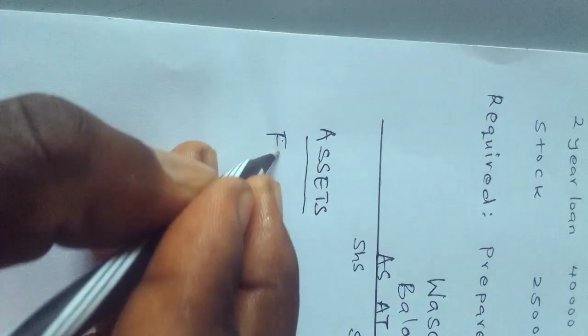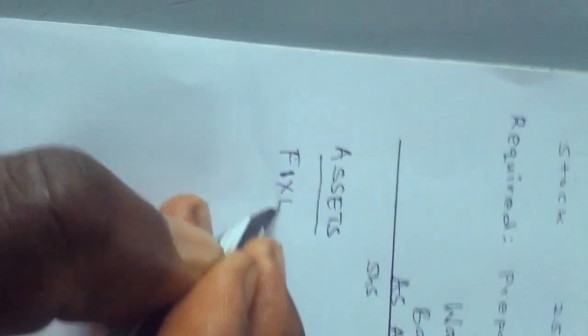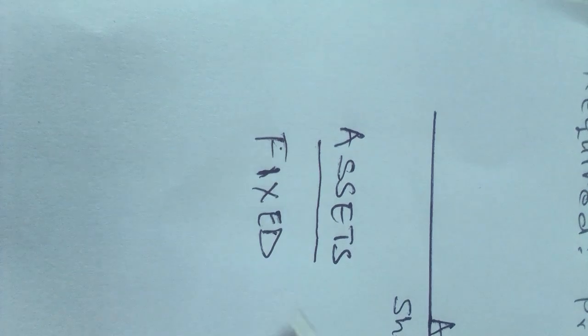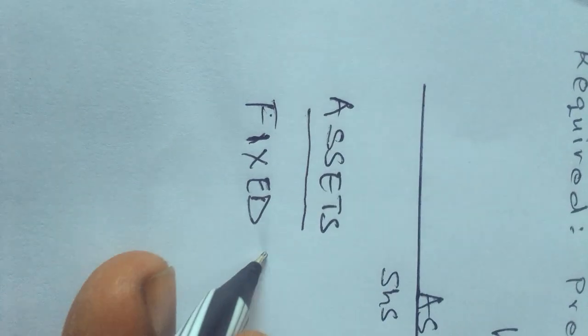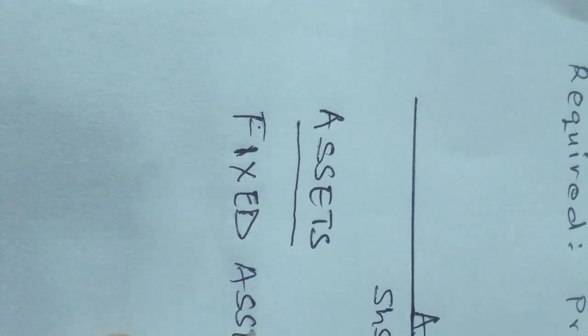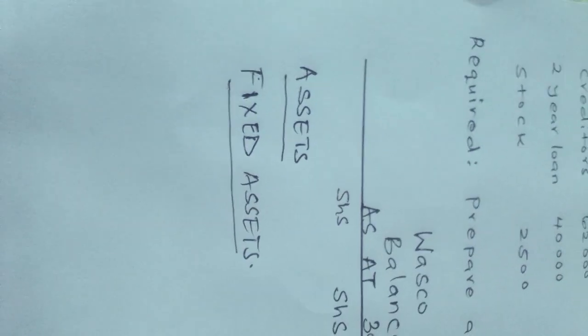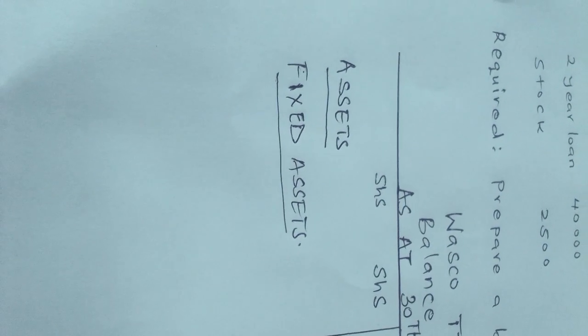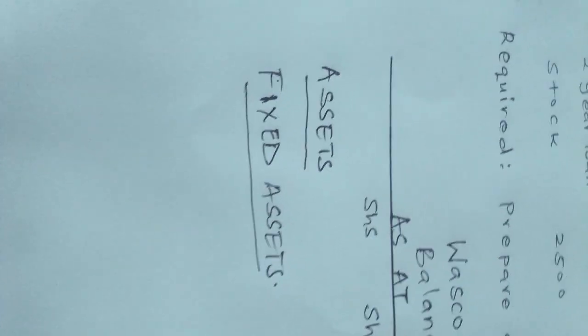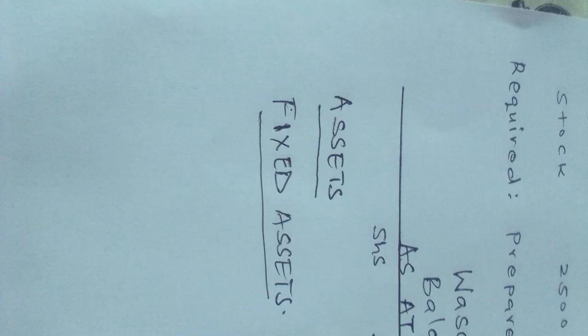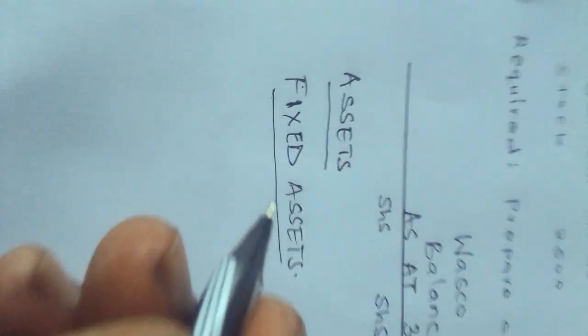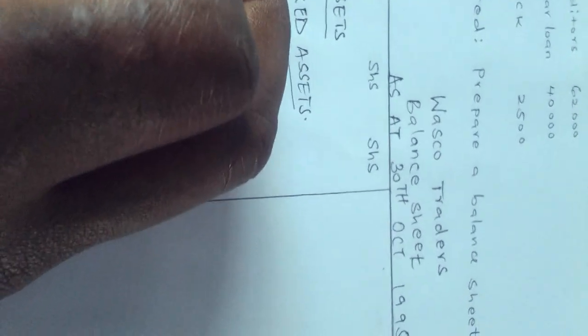Because we only have premises as the only fixed asset, you are going to write the value of premises on this side here, and the value for premises we have is 800,000. So you write here 800,000. Then learners, that's premises, the only fixed asset that we have here.